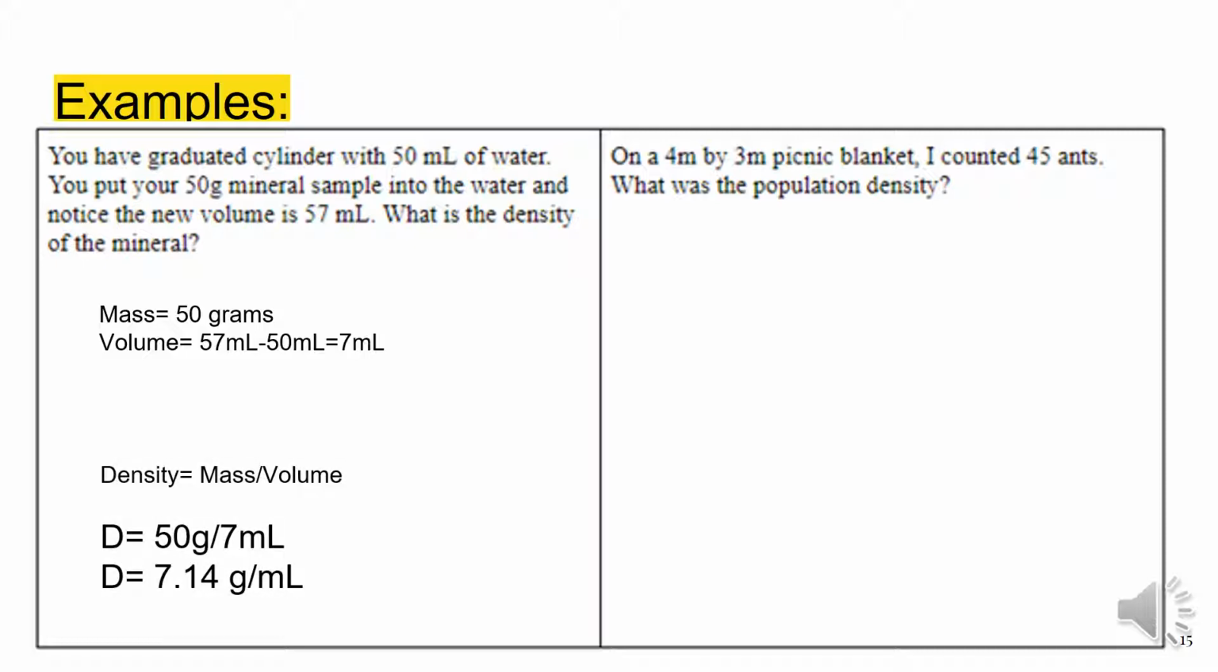Thus, I can use density equals mass divided by volume. So density equals 50 divided by 7. So our density is 7.14 grams per milliliter.